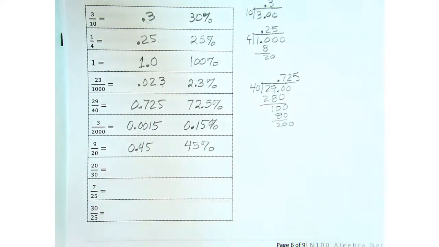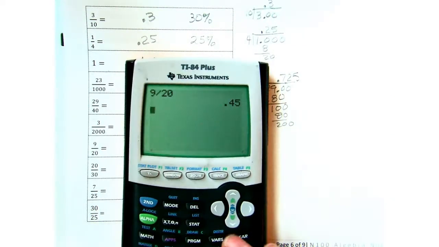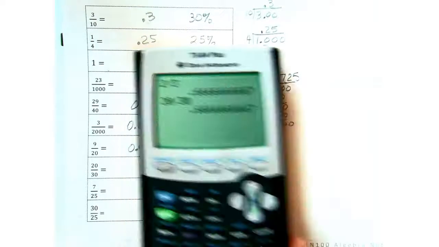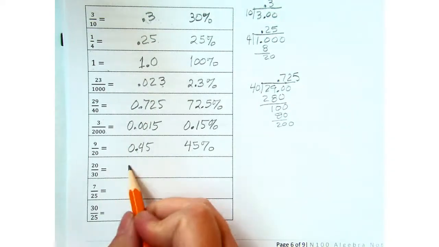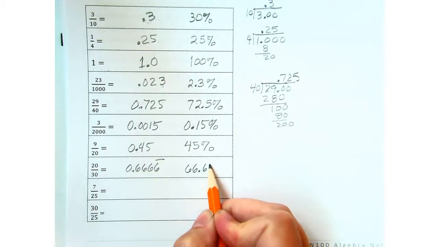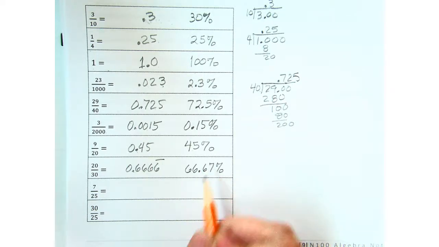20/30ths is 20 divided by 30. I could also divide 2 by 3 since the equivalent fraction is 2/3. 2 divided by 3 or 20 divided by 30 give the same answer since they are equivalent fractions. 0.6 repeating. To convert this decimal to a percent, move the decimal point over 2 places for 66.67%, rounded to the hundredths place.